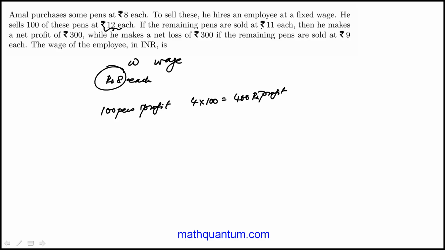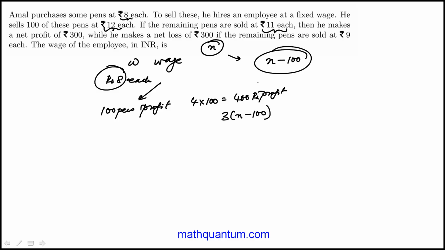The thing is, the remaining pens are sold at 11 each. So let's say the total was N. 100 pens were sold at a profit of 4 rupees each. The remaining would be N minus 100, and these were sold at 11 each. So profit on each pen is 3 rupees, which means total profit would be 3 times N minus 100. So in this case, he makes a net profit of 300.